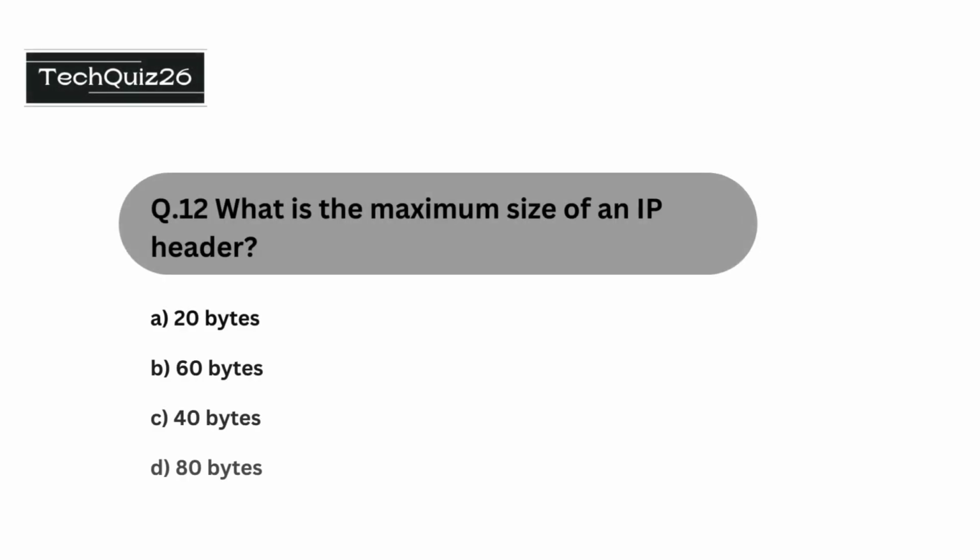Question number 12 is what is the maximum size of an IP header? The options are 20 bytes, 60 bytes, 40 bytes, 80 bytes. The correct option is 60 bytes.